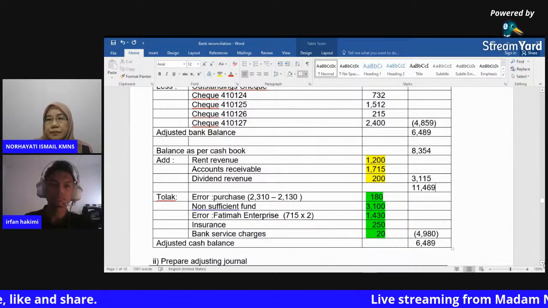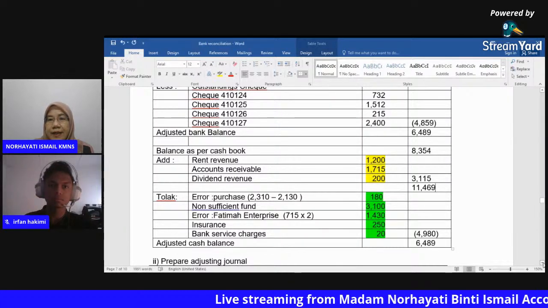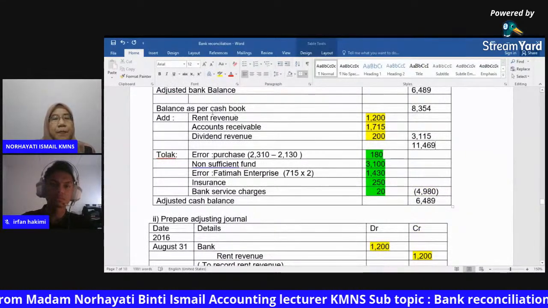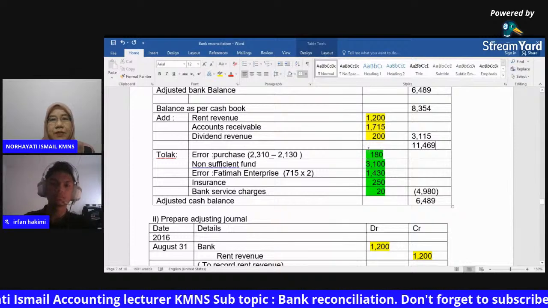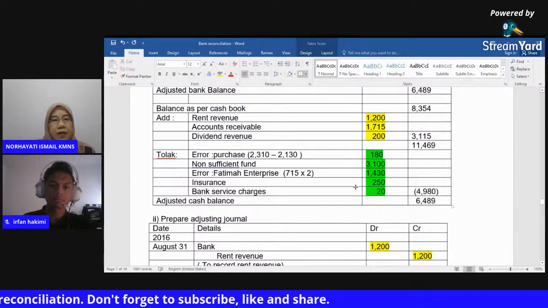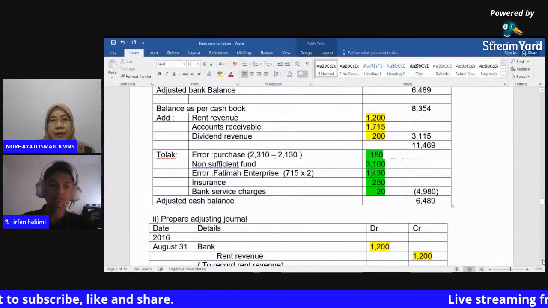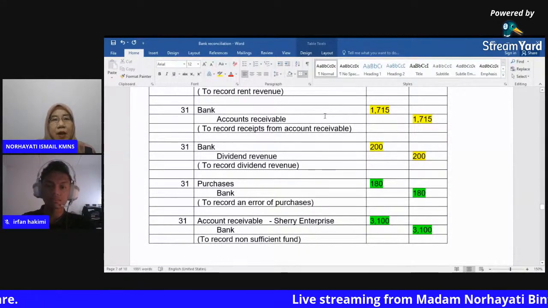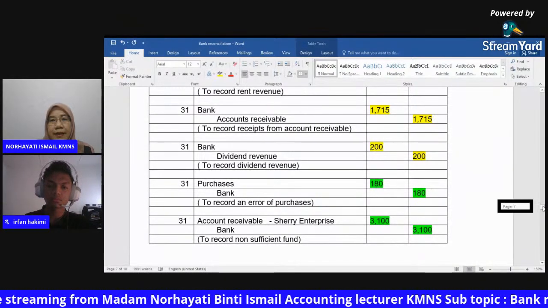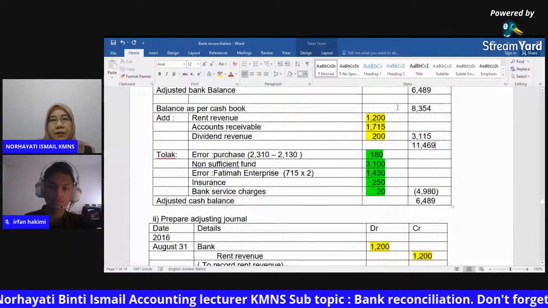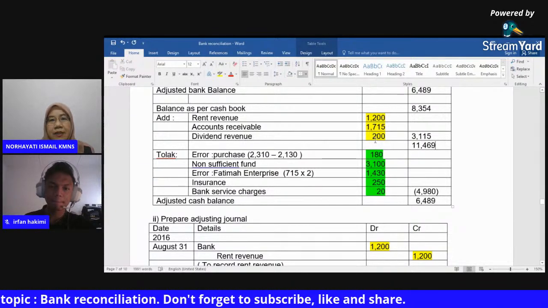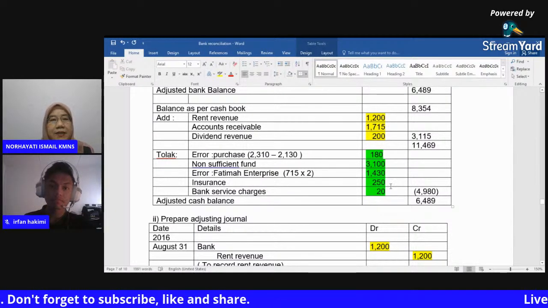Now, this is the adjustment that we have to prepare for the cash book part. Number 1, debit bank 1,200, credit rent revenue. You just take only the cash book part, not the bank statement. Number 2, debit bank, credit account receivable. We record receipt from account receivable. This amount we must refer to the cash book from here. These 3 items we receive. We must record receive bank or receive check. And these 5 items we must record as payment.